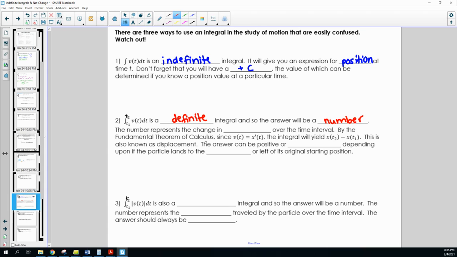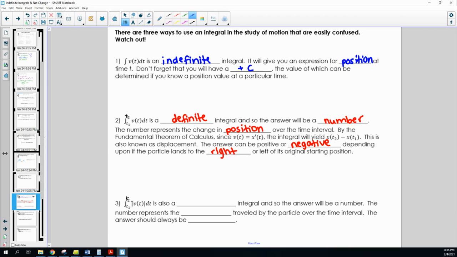The number represents the change in position over the time interval. So by the fundamental theorem of calculus, which we talked about last time, since v of t is equal to x prime of t, the integral will yield x of t2 minus x of t1. This is also known as displacement. The answer can be positive or negative, depending upon if the particle lands to the right or left of its original starting position.